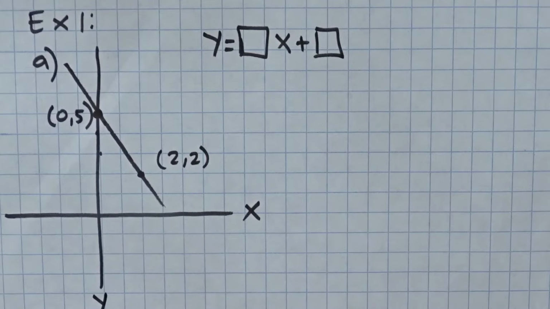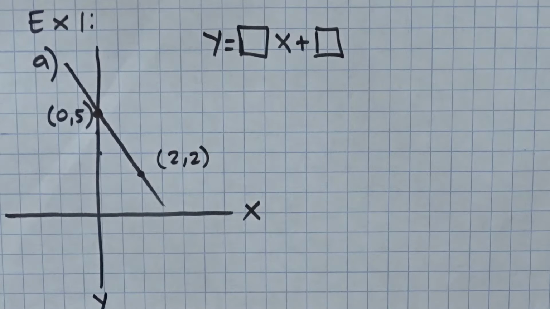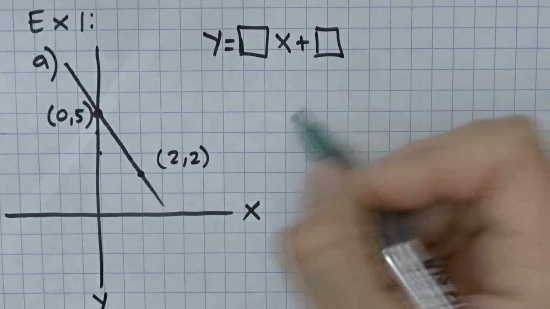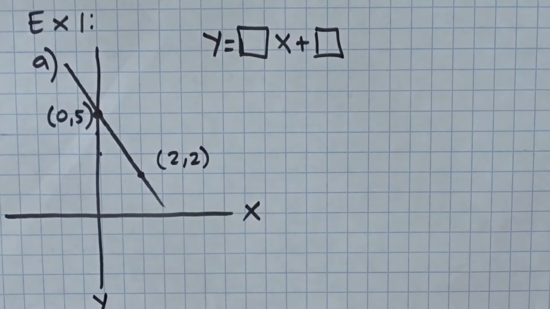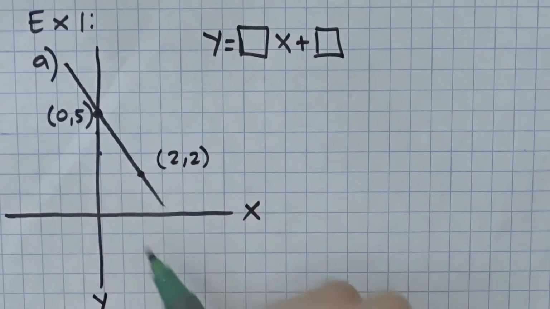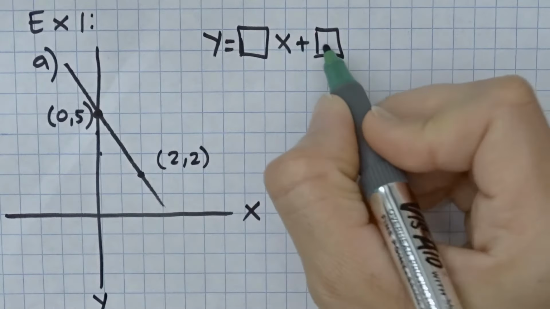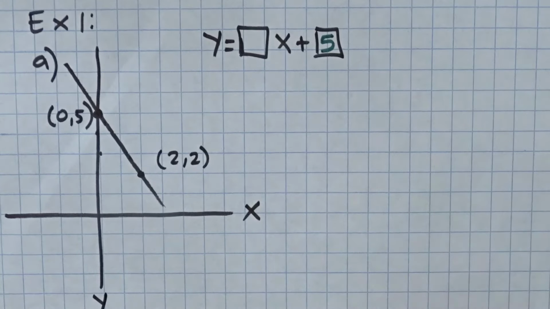So for that, we need to find the slope and the intercept. Well, let's find the intercept first. This is the y-axis. The location where it's intercepted is here, which is 5. So our intercept is going to be 5.